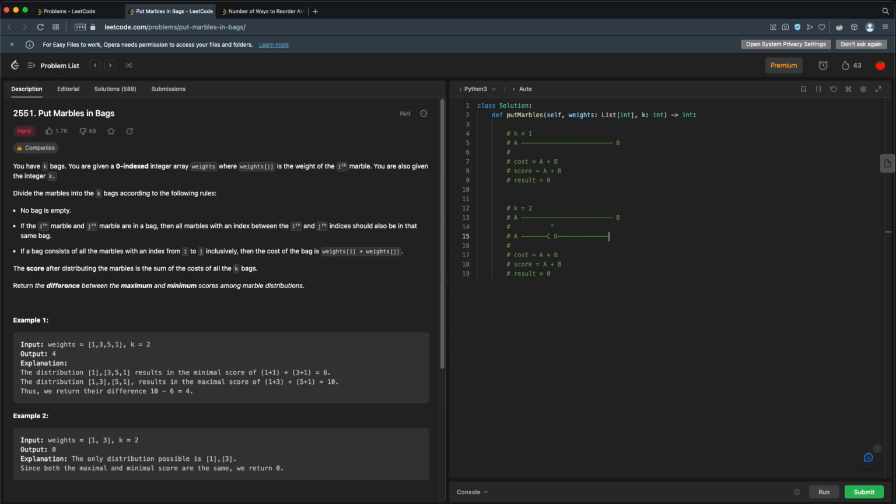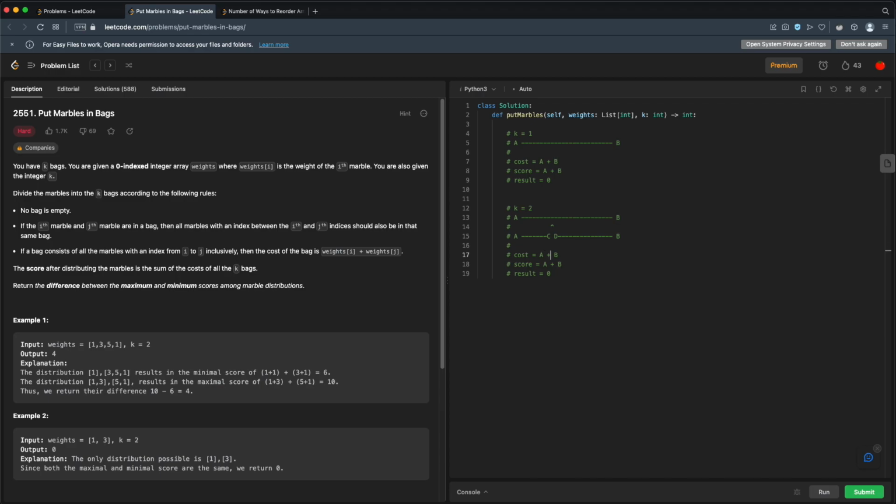And then we have D, and that leads to B. All right, so we've divided our marbles into 2 bags. One bag is A and C, and all the marbles in between, and the other bag is D to B and all the marbles in between. So what are the scores here?